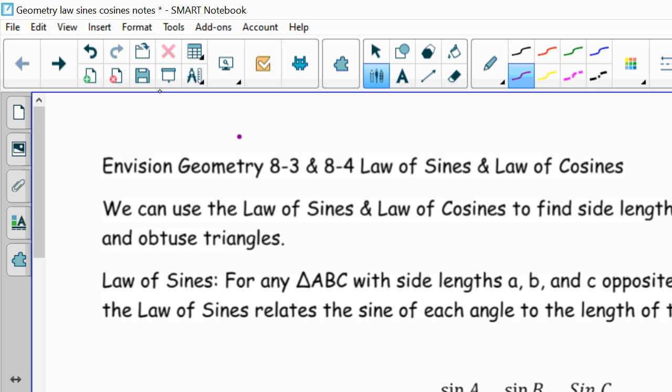The law of sines states for any triangle ABC with side lengths a, b, and c, opposite angles A, B, and C respectively, the law of sines relates the sine of each angle to the length of the opposite side. So in this triangle, if this is angle A up at the top, then this is side a. Across from angle B is side b. Across from angle C is side c. The law of sines says the sine of A over side a is equal to the sine of B over side b, which is also equal to the sine of C over side c.